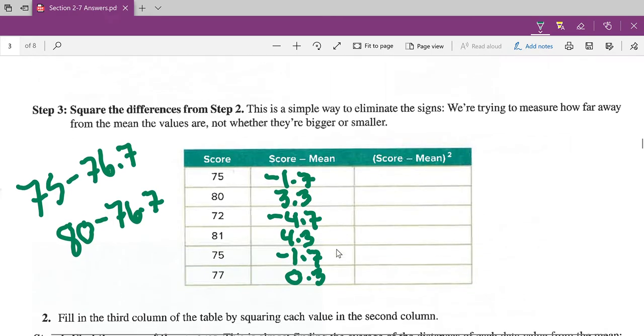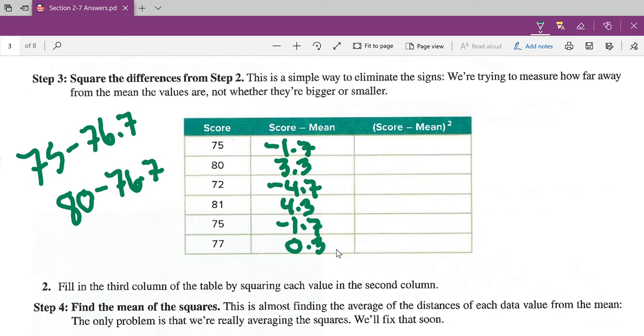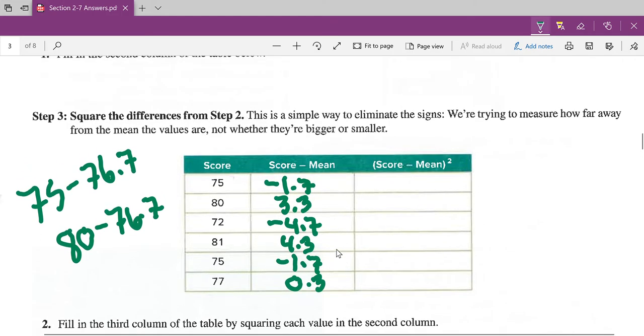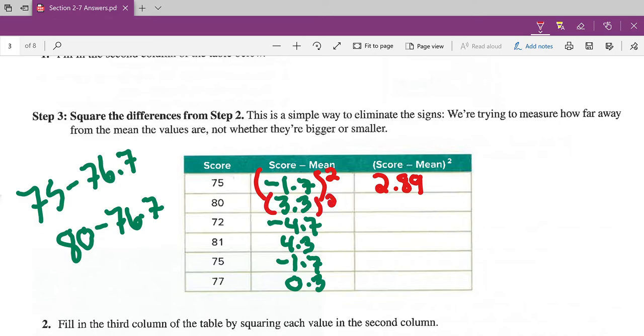So we've done the first step to find the standard deviation. Let's see what step 2 tells us to do. Step 2 says fill in the third column by squaring the value in the second column. We are going to take this number and square it. The parentheses are going to be important in your calculator because if I square a negative number, I should get a positive number. Negative 1.7 times negative 1.7 is positive 2.89. 3.3 times 3.3 or 3.3 squared is 10.89.